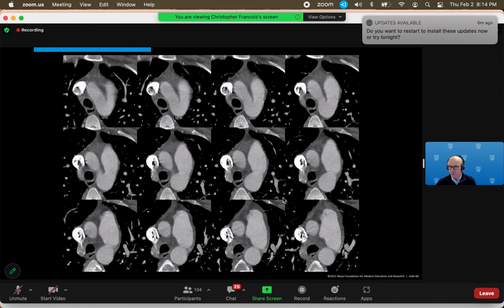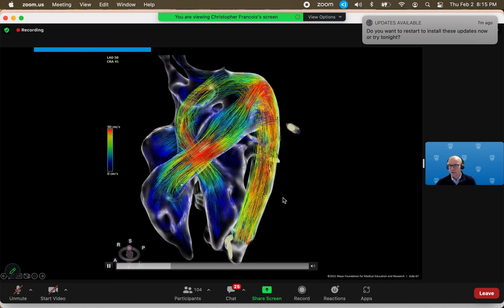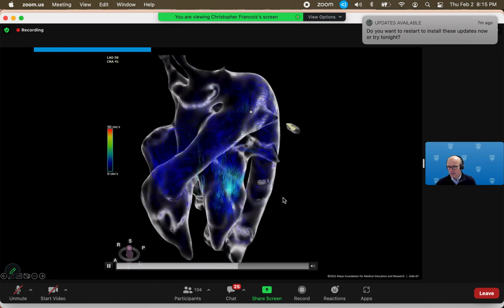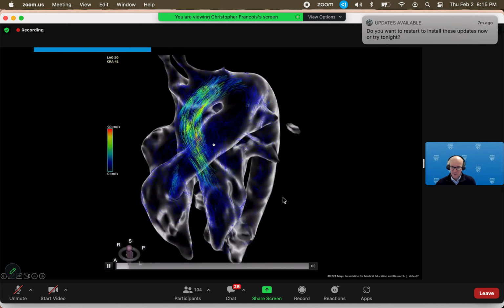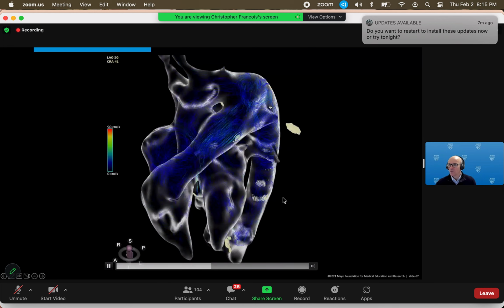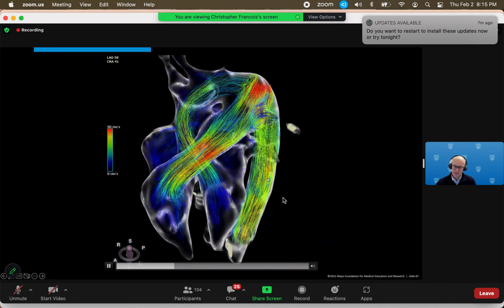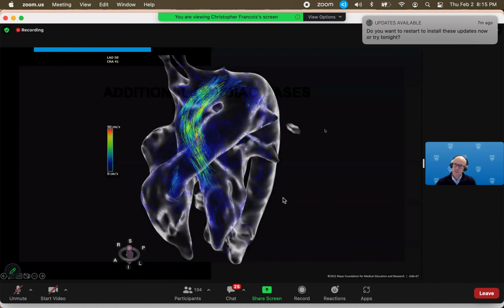This is a 31-year-old. We see persistent connection between the main pulmonary artery and the descending aorta. This is a patent ductus arteriosus. And here is a 4D flow image to illustrate this persistent connection. Here's the right ventricle, main pulmonary artery coming up, and you can see a lot of the main pulmonary artery blood flow goes directly over to the descending thoracic aorta. Here's the left ventricle going up into the ascending aorta.